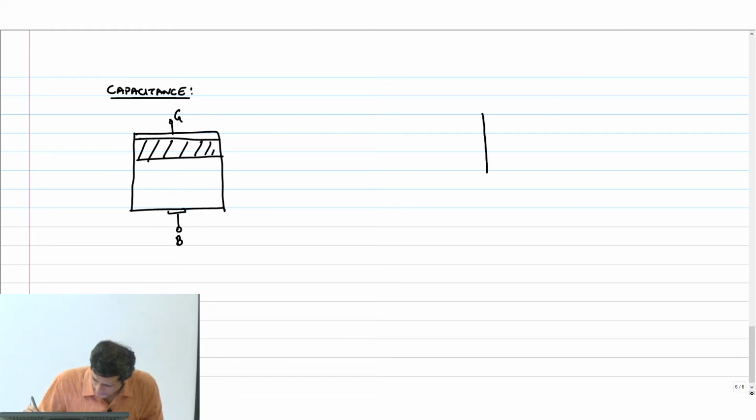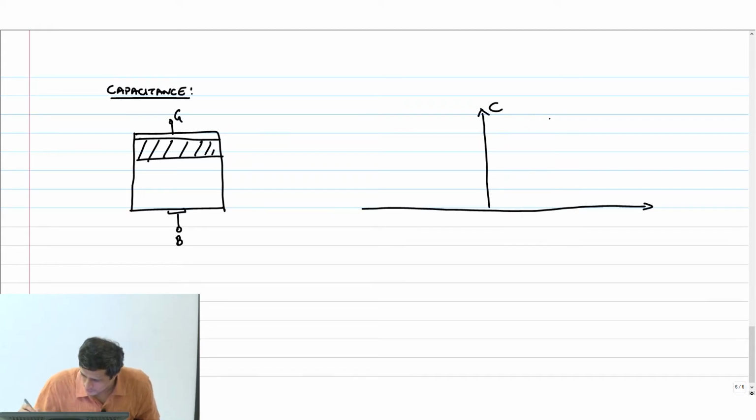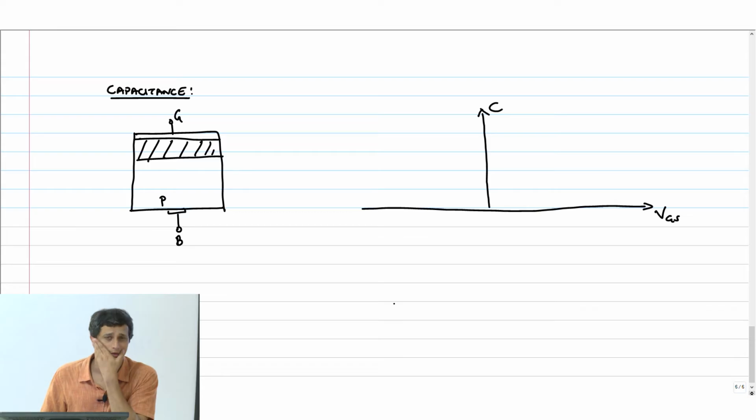Okay, I am going to now do a CV plot, C versus VGS. If VGS is negative, then what happens? By the way, let me also put the thing. This is P-type substrate. VGS is negative. What region of operation is this in? Accumulation, right? So that means you will have a lot of holes sitting here.